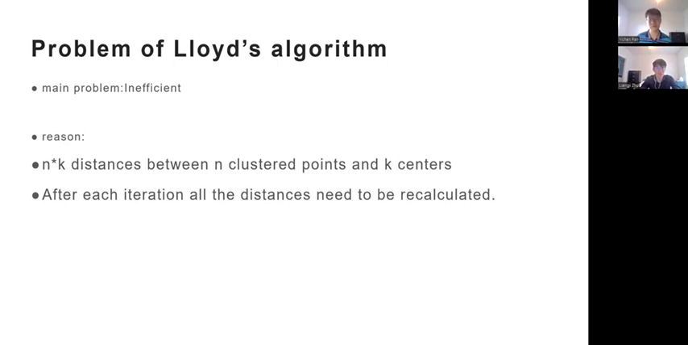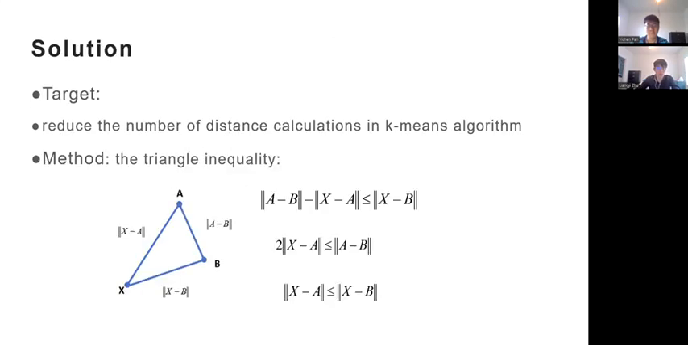Now let me introduce the improvement of the traditional K-means algorithm. Our target is to reduce the number of distance calculations, and we can use the triangle inequality. The figure shows a point X and two centers A and B, which form a triangle. We know that one side of a triangle is not less than the difference between the other two sides. So if we also know that twice the distance between X and A is no more than the distance between A and B, we can conclude that B will not be closer to X than A.